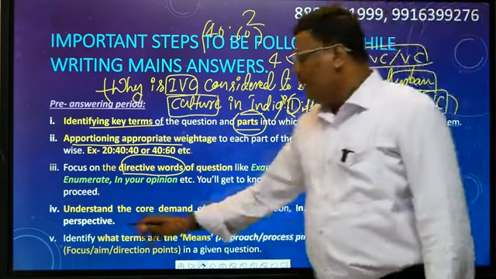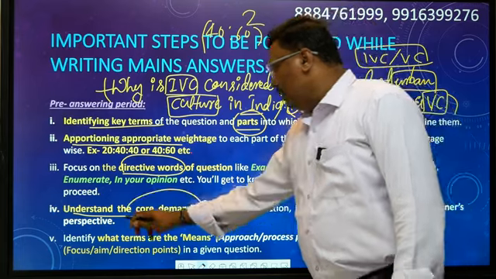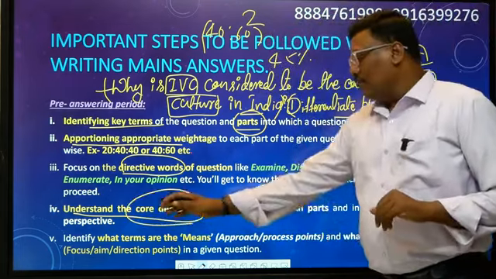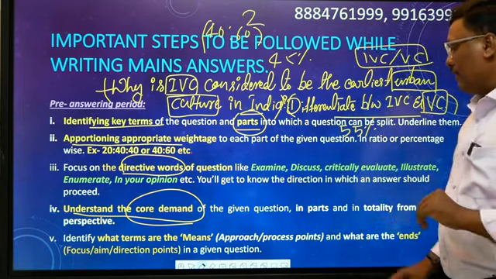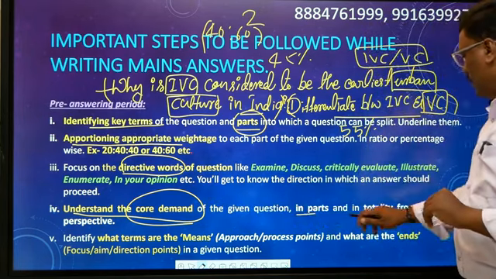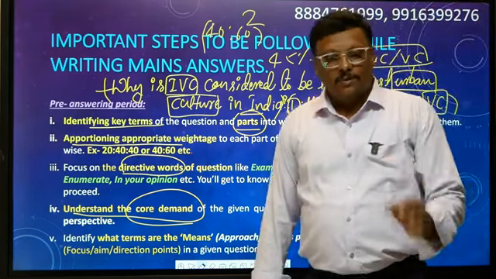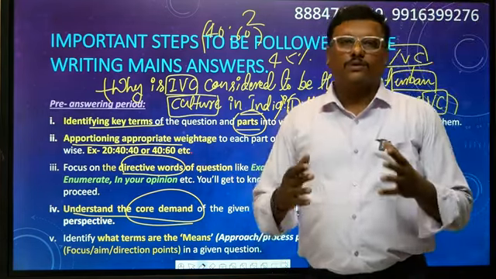Now understand the holistic demand of the question, right, by linking all the various key terms, right? What is the core demand of the given question, right? In parts also or in totality also, you need to understand what is the perspective of an examiner, what an examiner is asking of you, right?